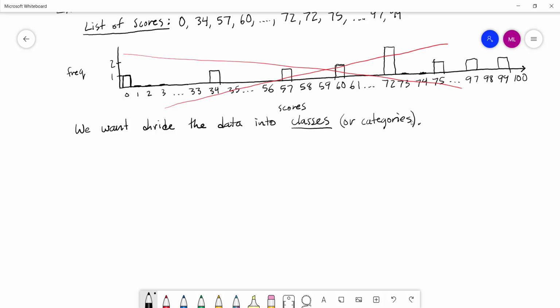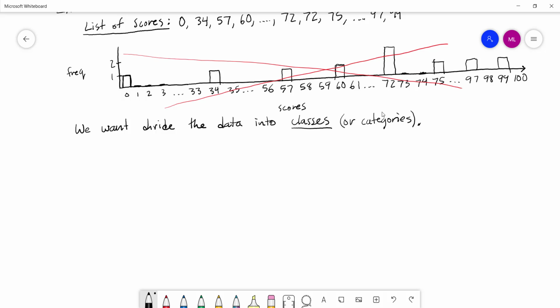So for example, a natural grouping when we're talking about exam grades would be letter grades, right? A's, B's, C's, and so on. But we want to set it up in such a way that our classes are each the same size. They each contain the same possible range of values. So if you think about the way we break down letter grades, right? Anything in the 60s, that's a D. Anything in the 70s, that's a C.